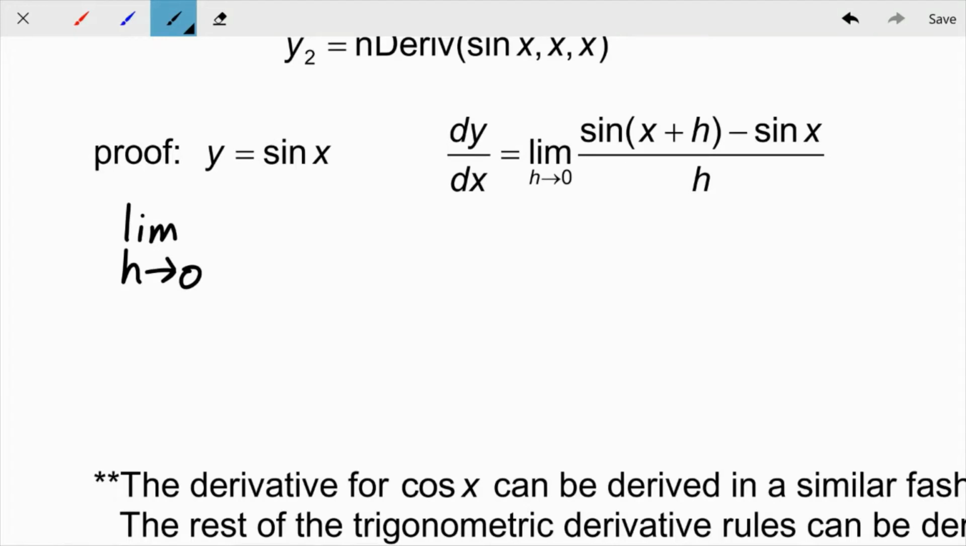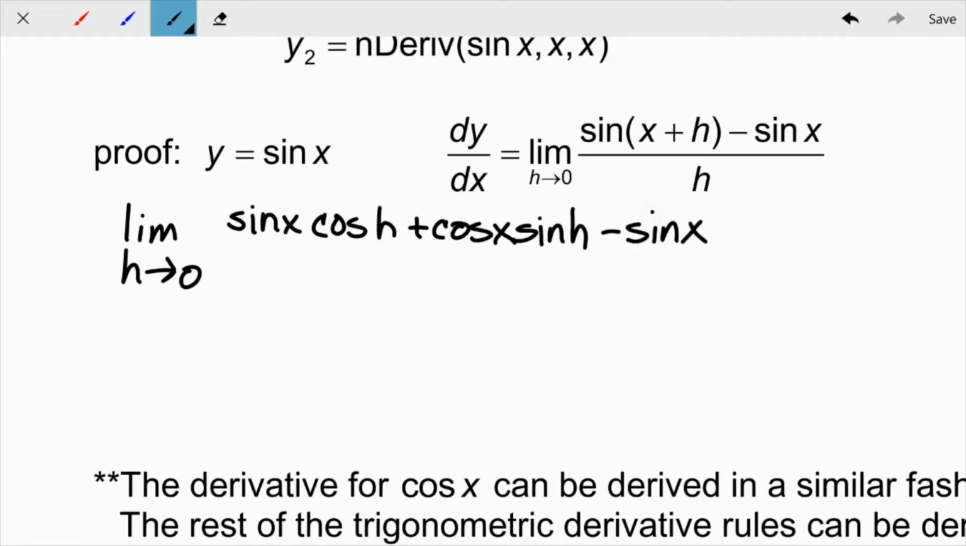I can rewrite that sine of x plus h as the sine of x times the cosine of h plus the cosine of x times the sine of h. Okay, and then I still have that minus sine x there that was there before, and that's all divided by h. Right now this looks like kind of a mess, but if I group these things together correctly, it becomes pretty apparent how this is going to work itself out.